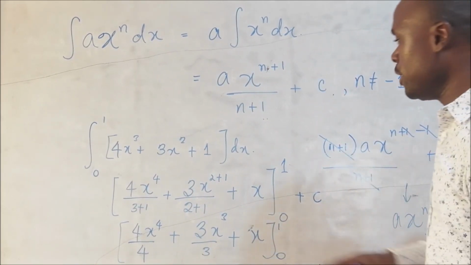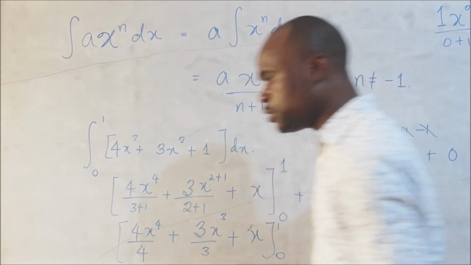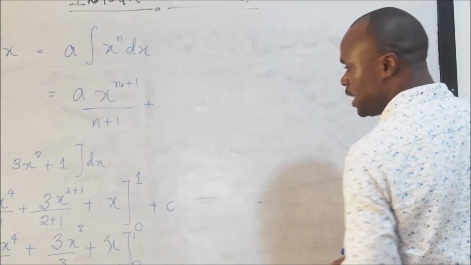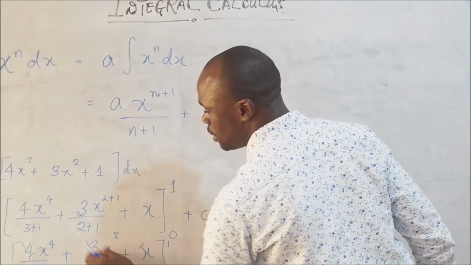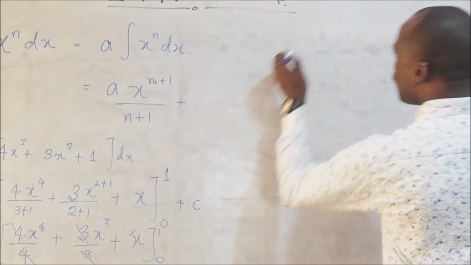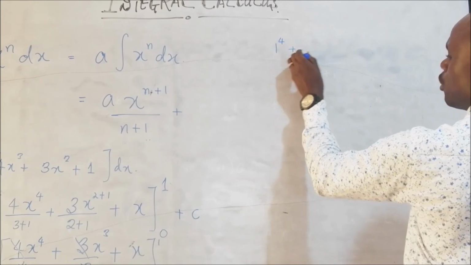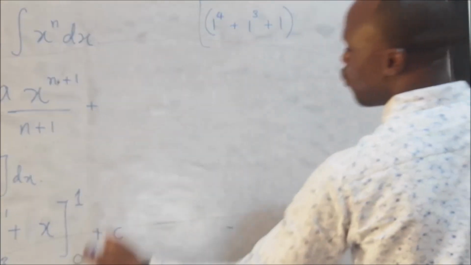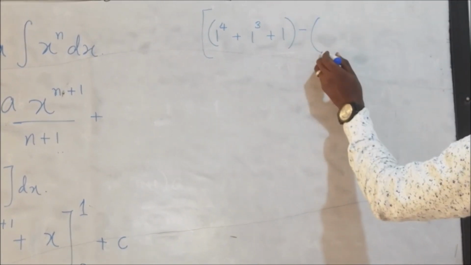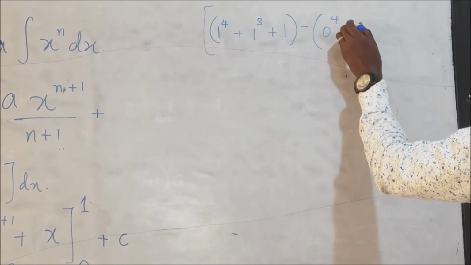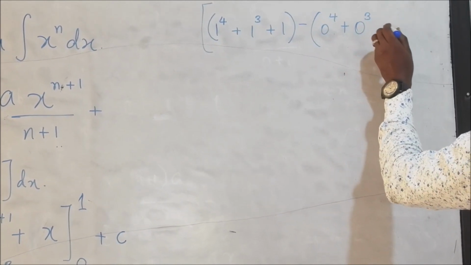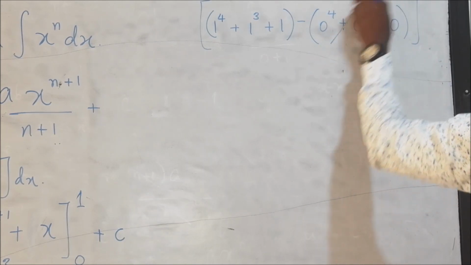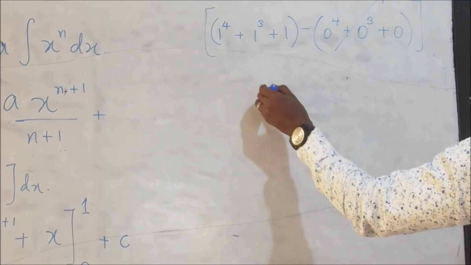And what we do with this 0 to 1, or with this a to b, is substitute them. So let's do that substitution gently here. Remember, this 4 will cancel this 4 and this 3 will cancel this 3. So we are going to put 1, so that will be 1 raised to the power of 4 plus 1 raised to the power of 3 plus 1 when we substitute 1. Now when we substitute 0, we are going to have 0 raised to the power of 4 plus 0 raised to the power of 3 plus 0. And this is all 0. And this will give me 1 plus 1 plus 1, which is equal to 3.